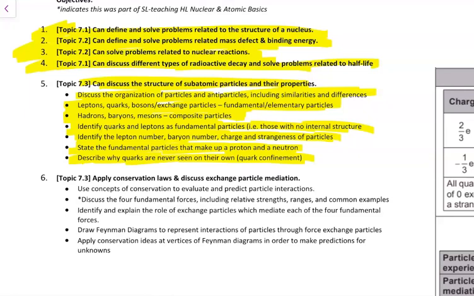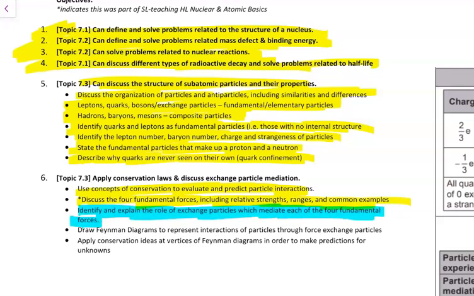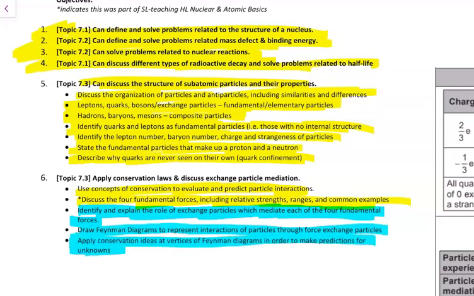So today's class, we've technically already done the use of concepts of conservation. We've already discussed four fundamental forces. And we're going to really focus on the exchange particles, the bosons, and how they are mediating the four fundamental forces. We're going to draw Feynman diagrams, and we're going to apply conservation ideas at the vertices of the Feynman diagram. So that's our final push in 7.3.